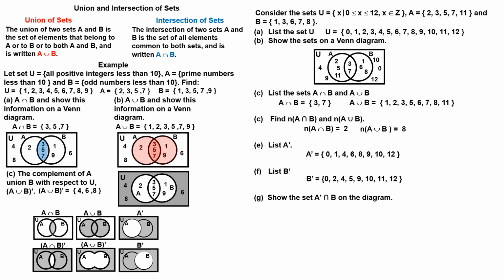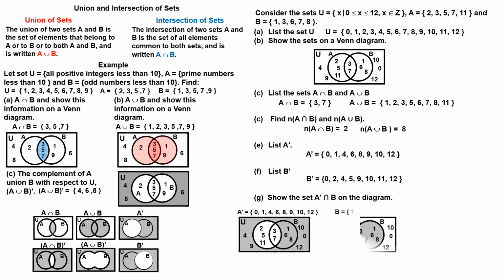To show the complement of A intersection B, we must perform the intersection of B with the complement of A. First, we show the complement of A on the Venn diagram. Then we show the set B on the Venn diagram. Then we show the set of the complement of A intersection B on the Venn diagram.